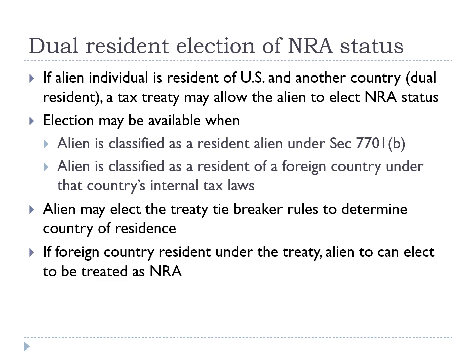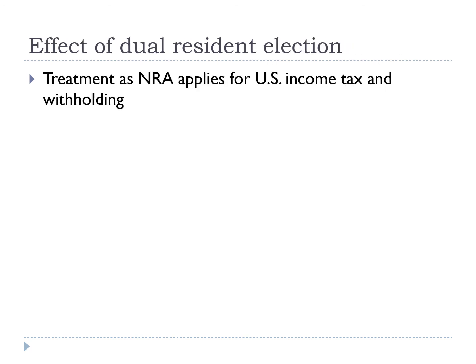If the alien claims the benefits of the treaty, and if, based on the tiebreaker rules, the alien individual is determined to be a resident of the other country, then the person will be considered a non-resident alien under Section 7701B. The tiebreaker rules involve an analysis of the location of the person's permanent home, vital interests, or nationality. Treatment as a non-resident alien applies only for determining the person's U.S. income tax and withholding.